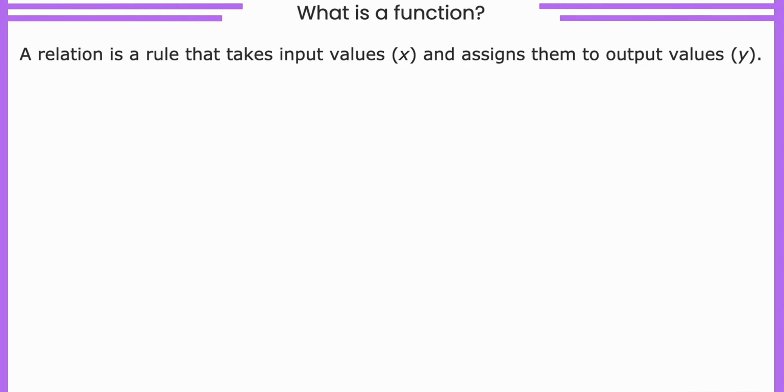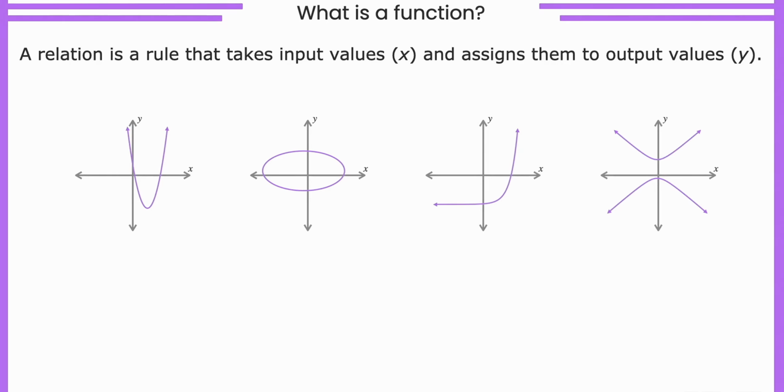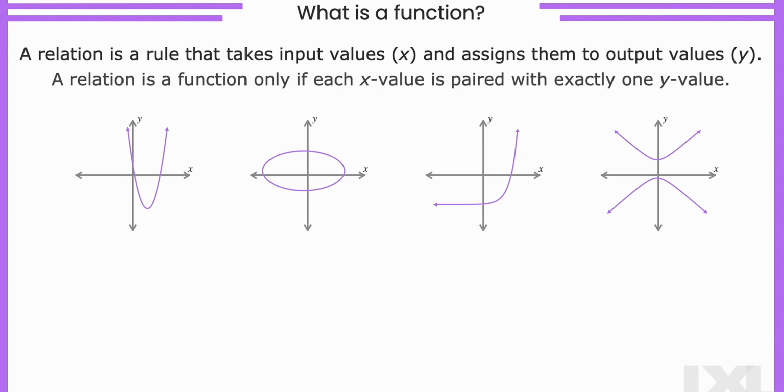Today, let's take a step back and consider what actually makes a function a function. A relation is a rule that takes input values and assigns them to output values. Some examples include parabolas, ellipses, exponential curves, and hyperbolas. But only some of these are functions. A relation is a function only if each x value is paired with exactly one y value.